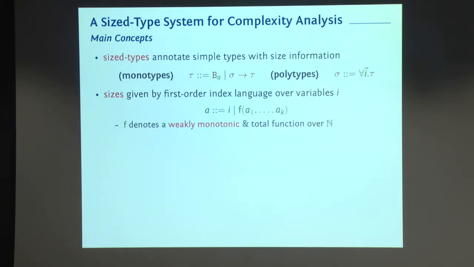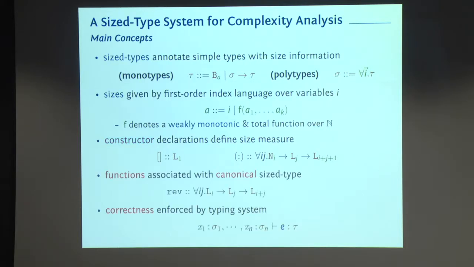Then, as a second step, the declarations of constructors are set up in a way that they define a size measure. So if you look here, for instance, at the size type of cons, it tells you this cons operator takes an element of size i, it takes a list of size j, and then it gives you back a list of size i plus j plus 1, where this plus 1 counts precisely the specific cons that you're using here.